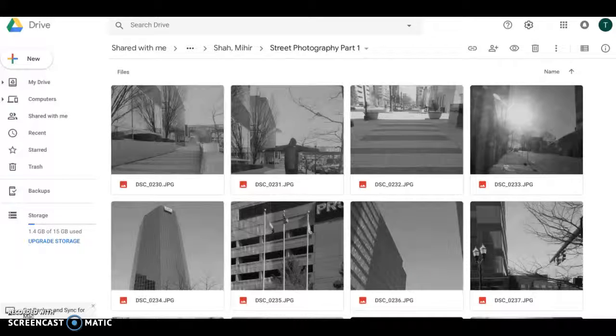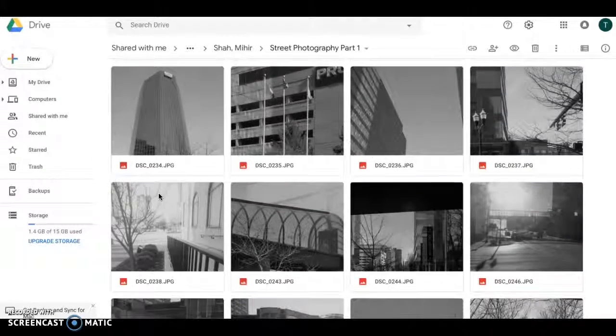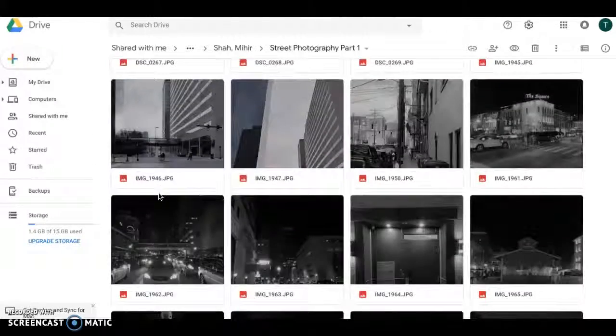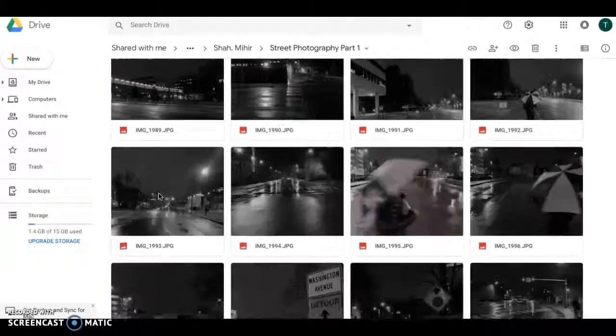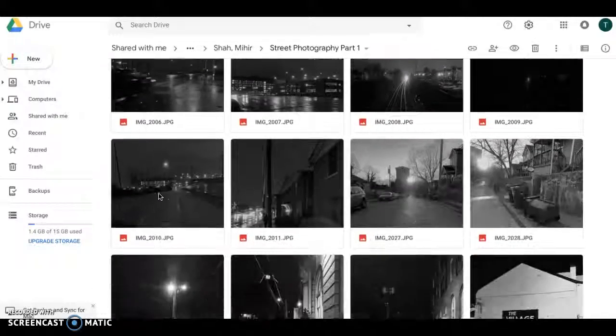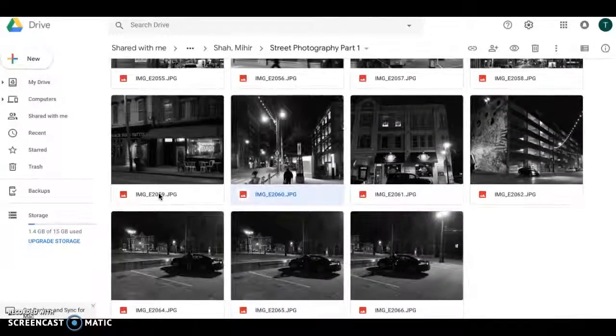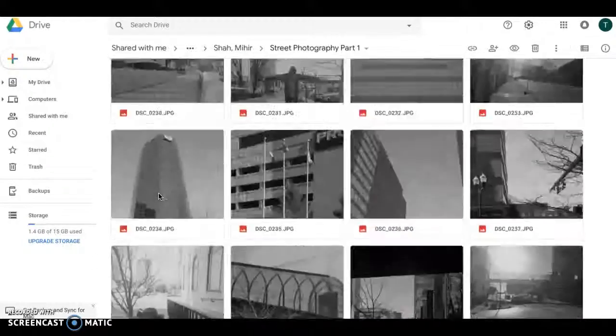My name is Tessa Teardo, and I am going to be reviewing Mihir Shah's photos from the Street Photography Part 1 portfolio. So as you can see, I've pulled up Mihir's pictures, and as a quick scroll through, you can see that the majority, if not all of them, are in black and white, and it seems that most are taken at night, which I think is an interesting way to look at the images.